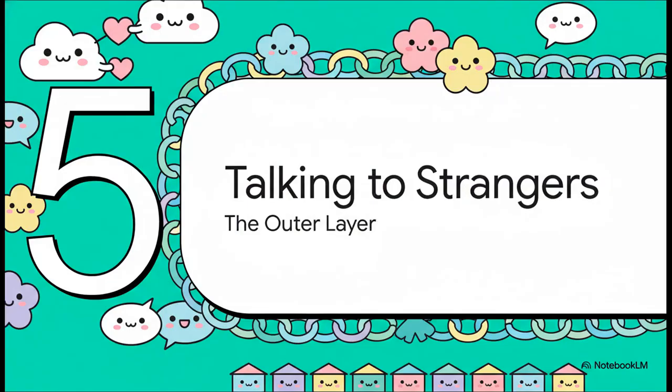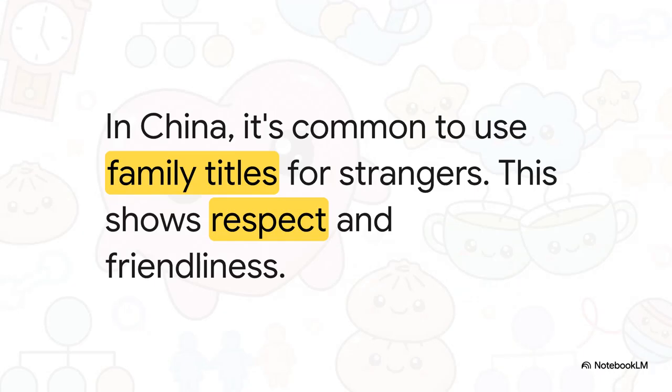And now we've arrived at our final layer. And honestly, this might be the most fascinating one of all, talking to strangers. This is where you can really see the cultural value of creating warmth and community in action. That's right, in China, it is completely normal and very common to call total strangers by family titles. It's not because anyone is confused. It's a social tool. It's a way to shorten that distance between people and instantly create a feeling of friendliness and respect.